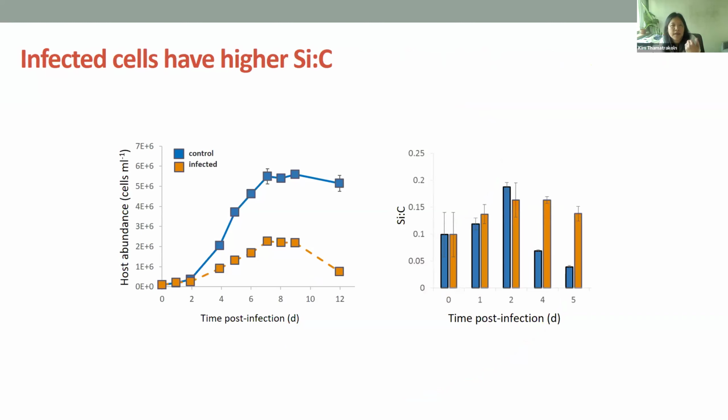And so we see that infected cells have a higher cellular silicon to carbon ratio. And this is seen during the early stages of infection, pre-lysis. And so we see here a time course of just host abundance of infected cells shown here in orange, and then the elemental stoichiometry of silicon to carbon in those infected cells is higher than that which we find in uninfected cells. And so this would represent an increase in that ballast mineral that could facilitate export.